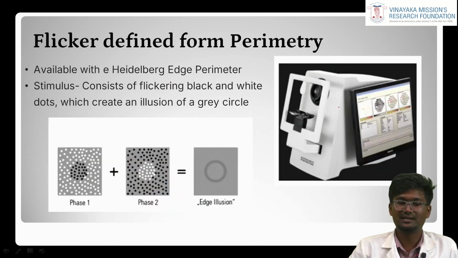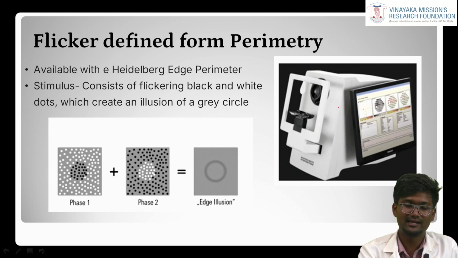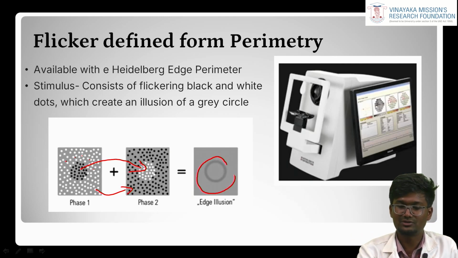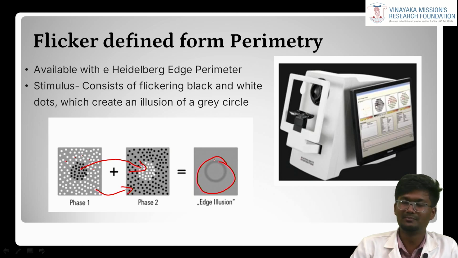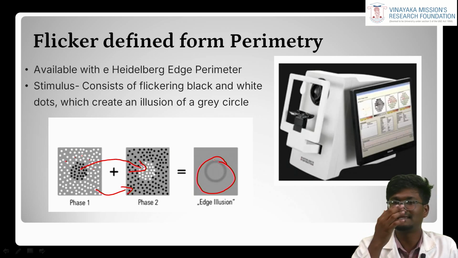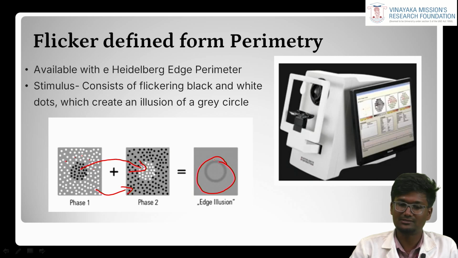And the next psychophysical perimetry type is FDF, which is flicker defined form perimetry, which is available in the Heidelberg Edge Perimeter. In this perimeter, they don't use a wave grating. In this, they are using multiple dots. The white dot will appear as black and the black dot will appear as white. While shifting this black and white dot, an edge illusion of a circular pattern will be perceived by the patient. If the patient sees those circular patterns, they will press the button. If they don't see them, they won't press the button. Similar to the contrast level, there will be changes in a staircase method for the patient. It is also very useful.